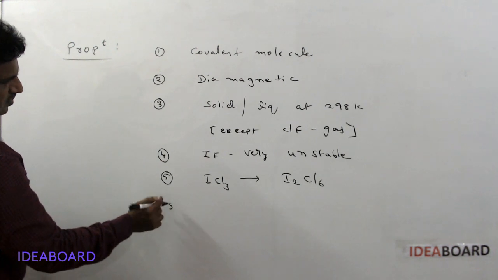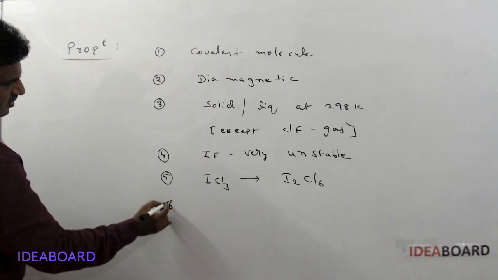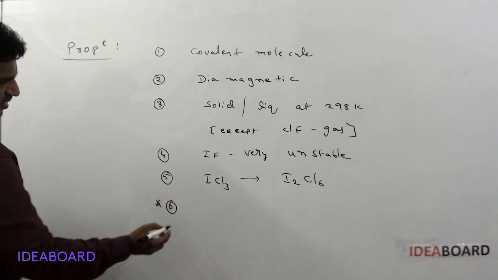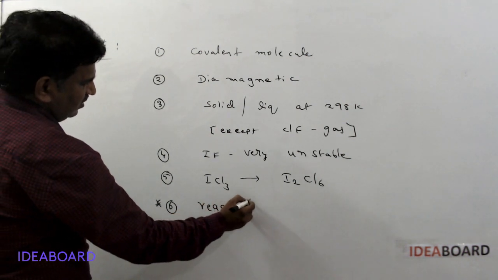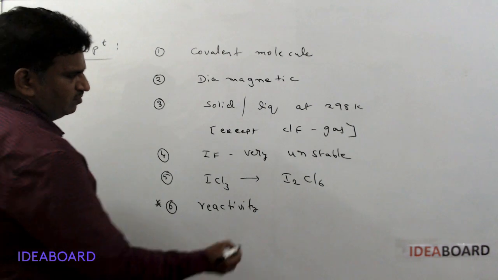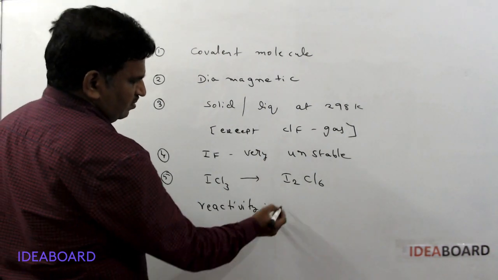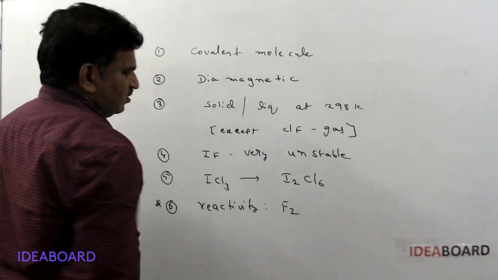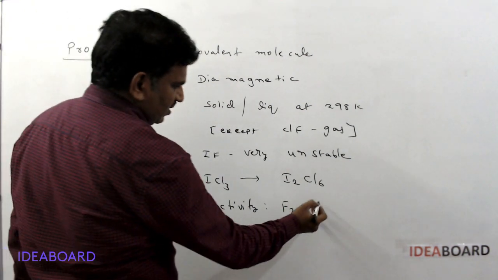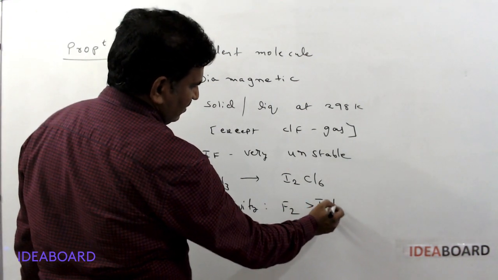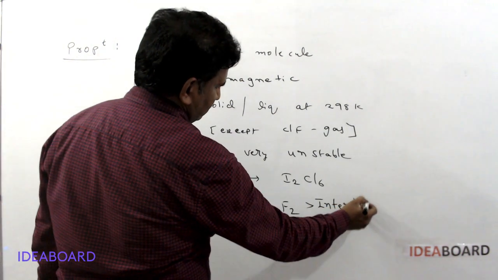And the next important point is reactivity. Here, the reactivity of interhalogen compounds. When we are comparing the reactivity, fluorine is the highly reactive molecule, and the next one is interhalogen compounds.